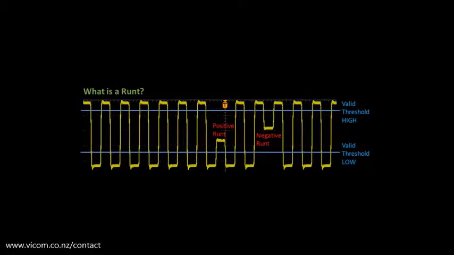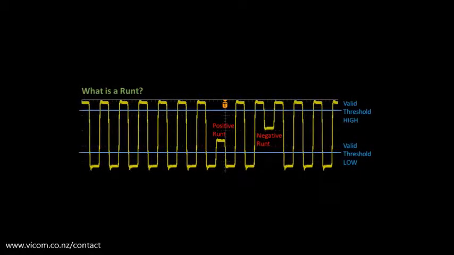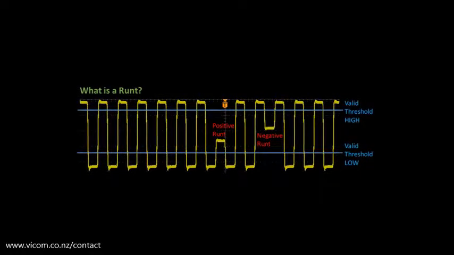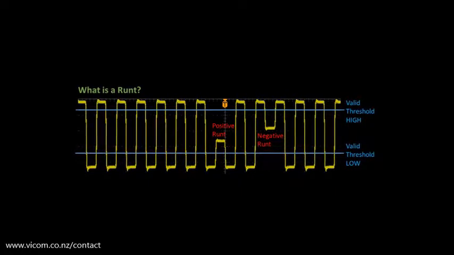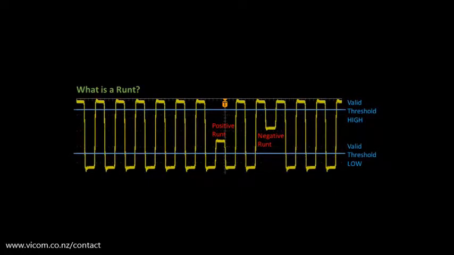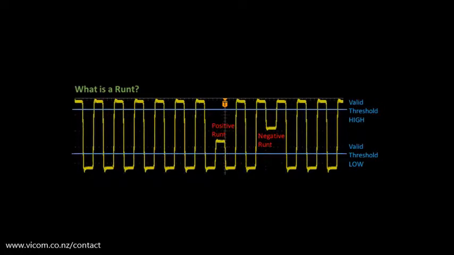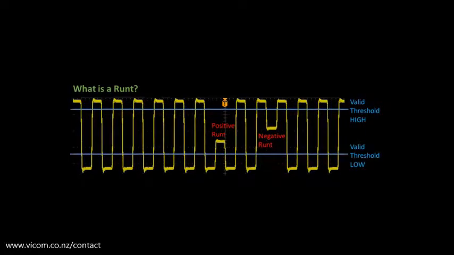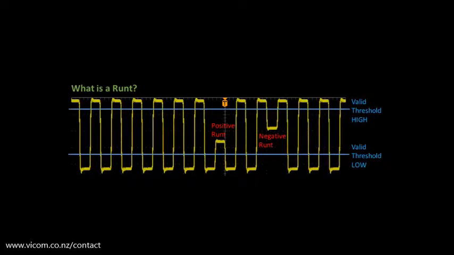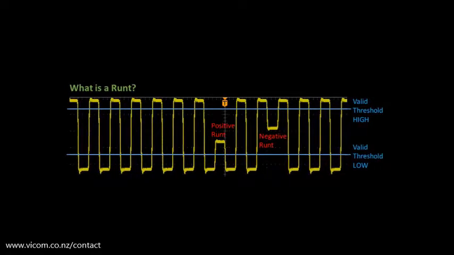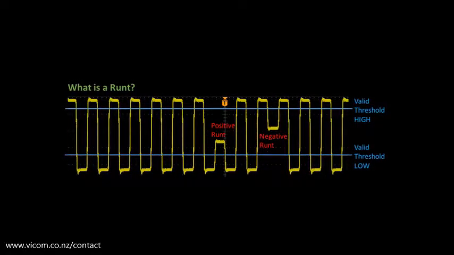Now let's move on to Runt triggering. First, I'd better explain what we mean by a Runt pulse. Sometimes in digital circuits, pulses don't reach a valid high or low level. This might be because of switching between asynchronous clocks or a metastable output of a flip-flop. The resulting stunted pulses are called runts.